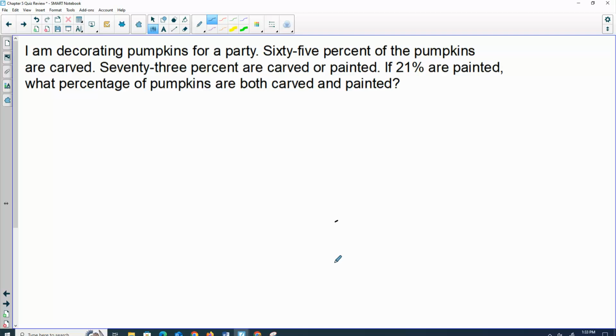I am decorating pumpkins for a party. 65% of the pumpkins are carved. So the probability my pumpkin is carved is 65%.